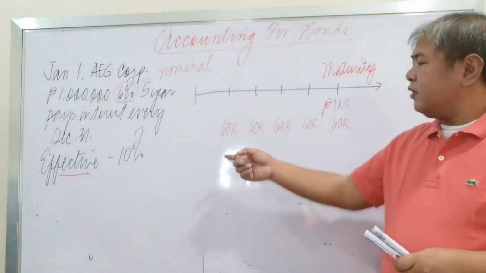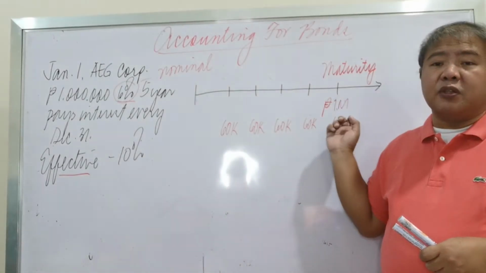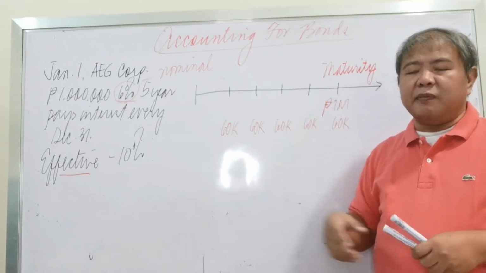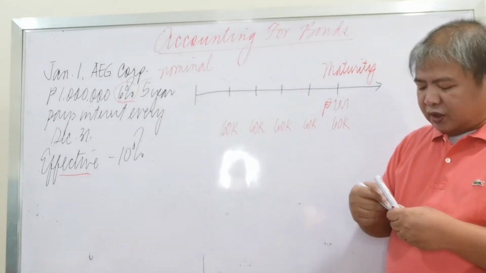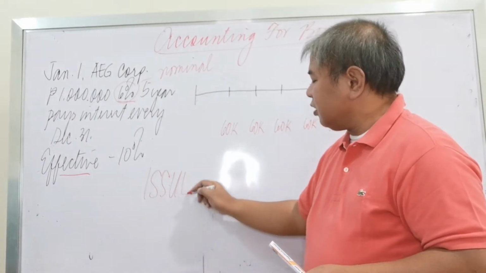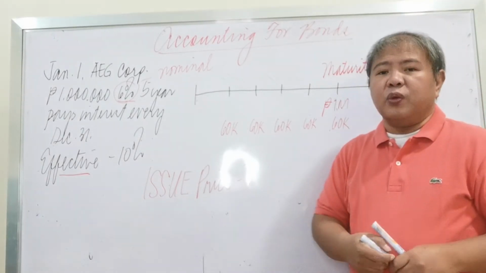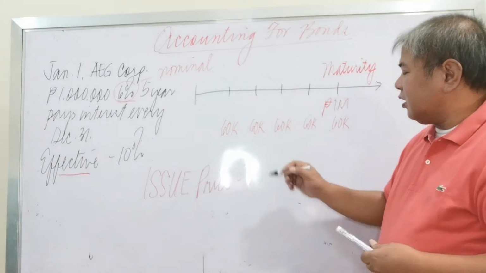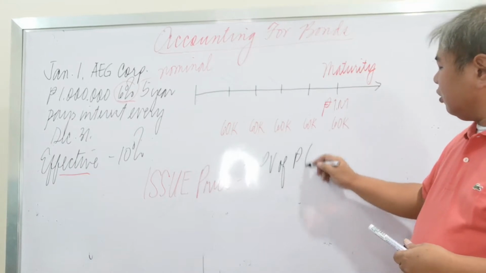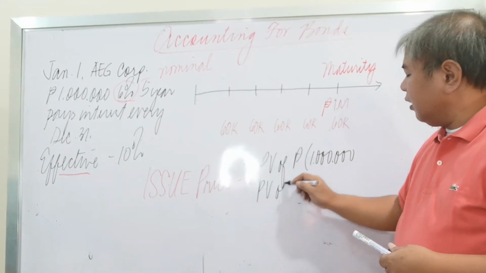There you go. So you have the timeline and you have the values: 60,000 every December 31st and 1 million at maturity date. You've seen this before when we discussed promissory notes. So the first thing that we have to find out is the issue price. This is the first issue: how much will be the issue price of the bond? And again, we will be able to compute the issue price of the bond by getting the present value of the principal, which in this case is 1 million, and the present value of the interest.